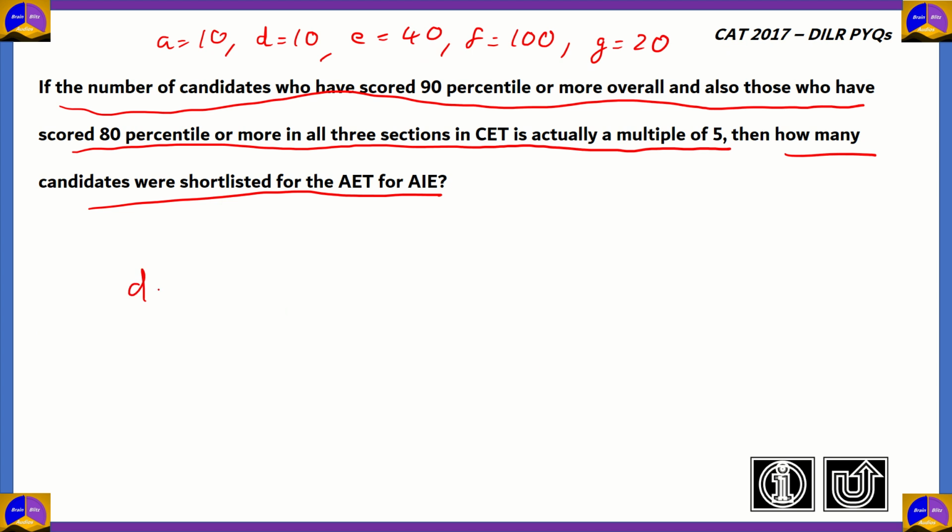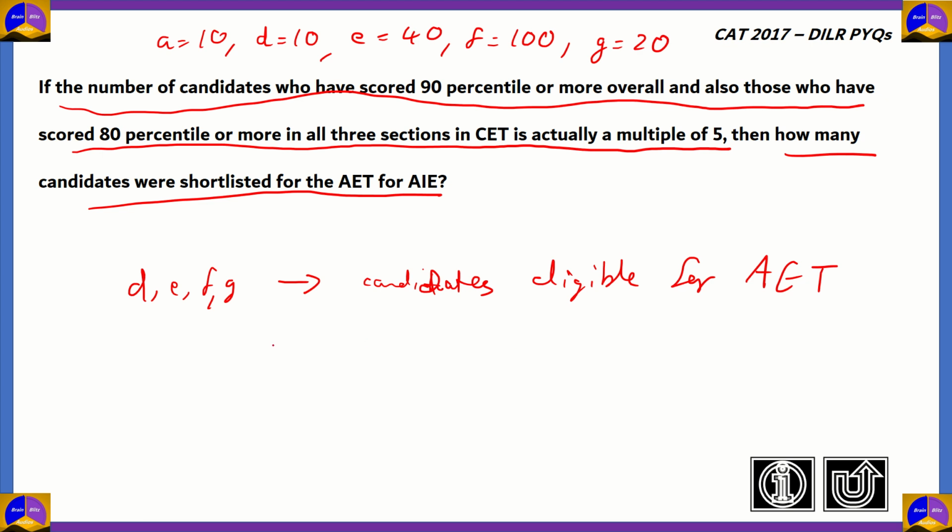So basically, D, E, F, G are candidates eligible for the Advanced Entrance Test. So basically, the number of candidates would be D plus E plus F plus G. Now, which value of D, E, F, and G should we take?